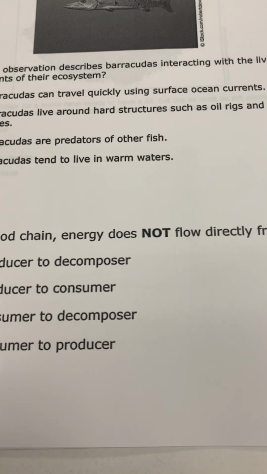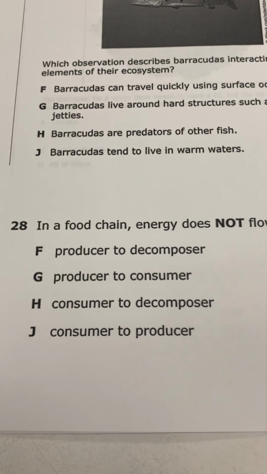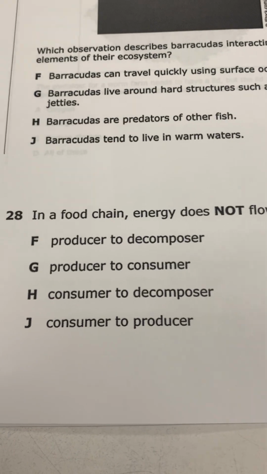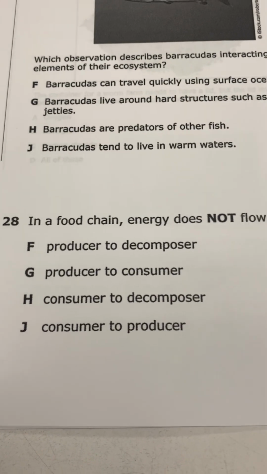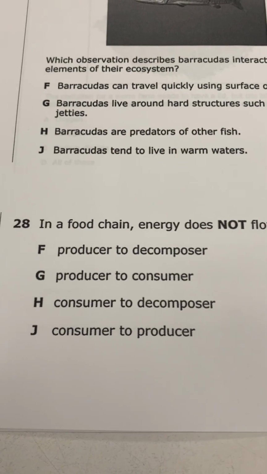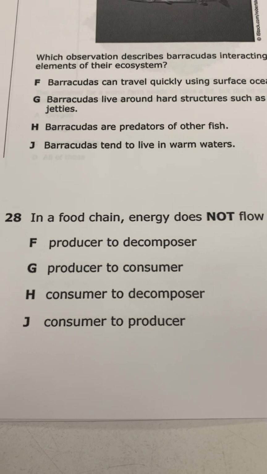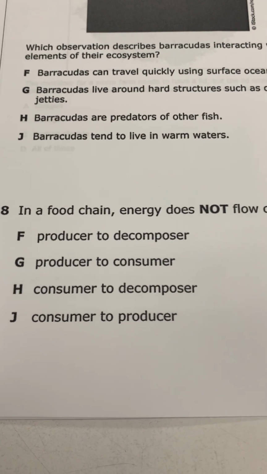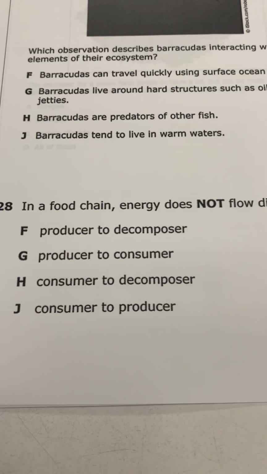In a food chain, energy does not flow directly from F, producer to decomposer, G, producer to consumer, H, consumer to decomposer, or J, consumer to producer.